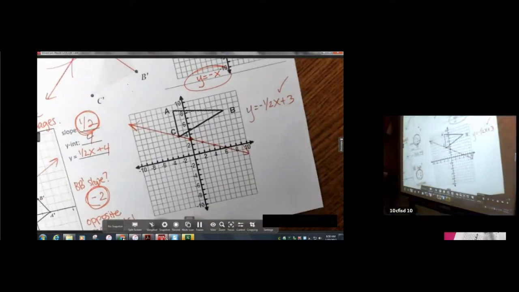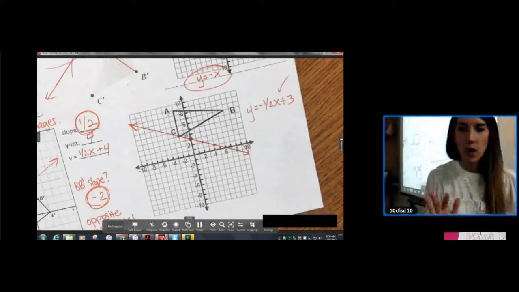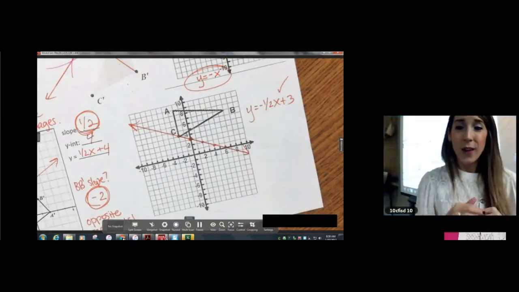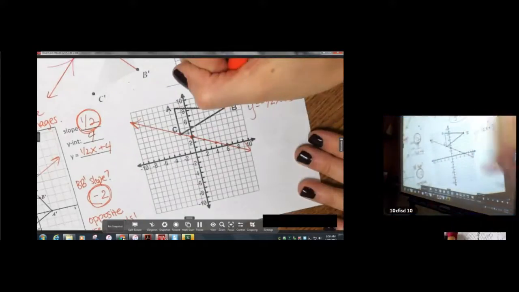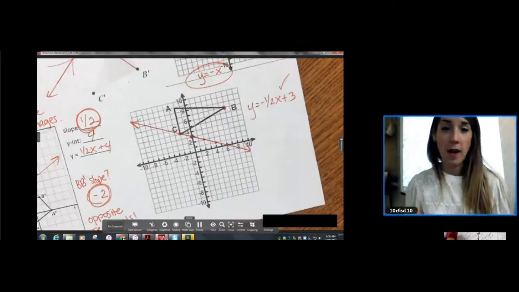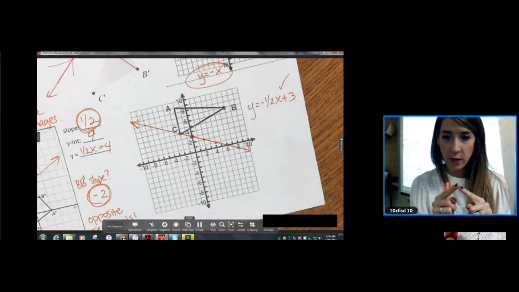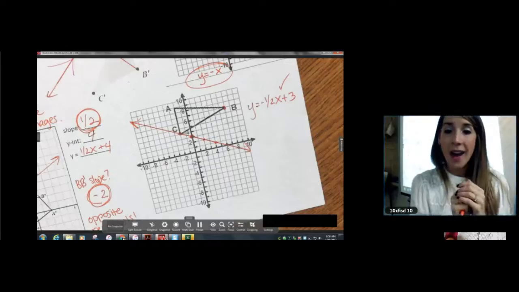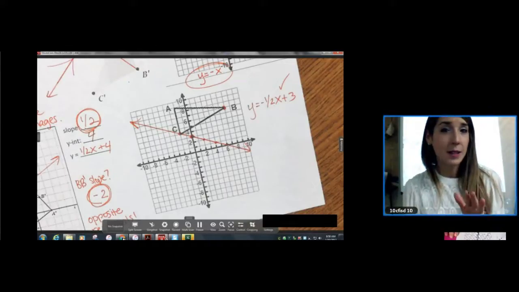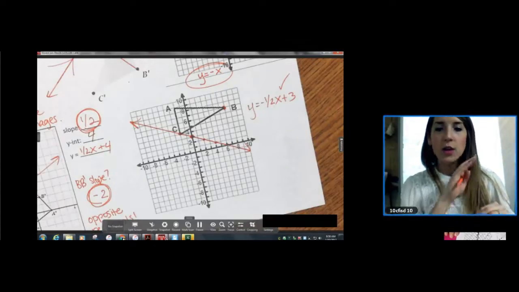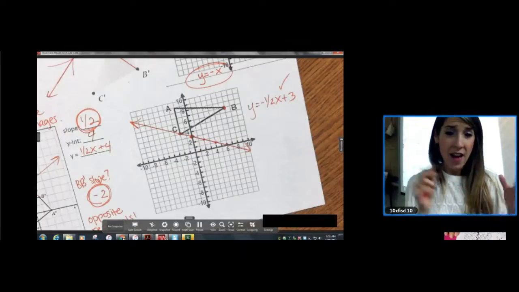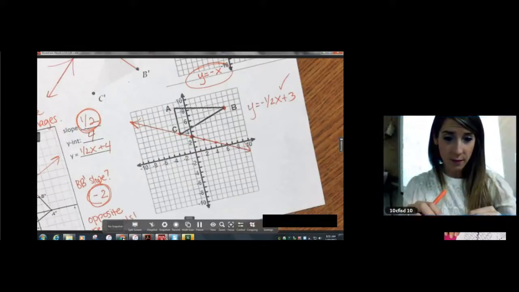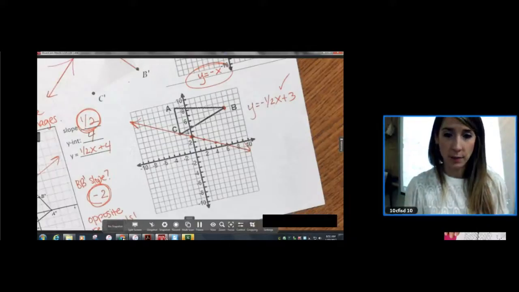Now, I'm just going to say out loud everything we know about this line of reflection. First of all, let's say we're going to reflect B first. I know B and B prime need to be equidistant from the line of reflection. That's one thing I know. I know that the segment that connects B to B prime needs to be perpendicular to my line of reflection. So I've got this word equidistant and I've got this word perpendicular, and I need to put that into this graph. Let's work with the word perpendicular first.